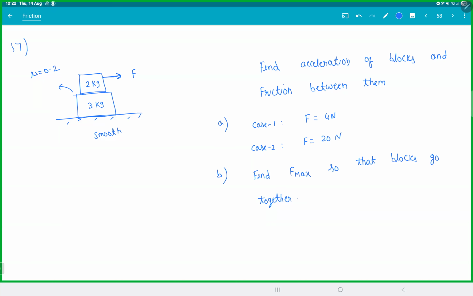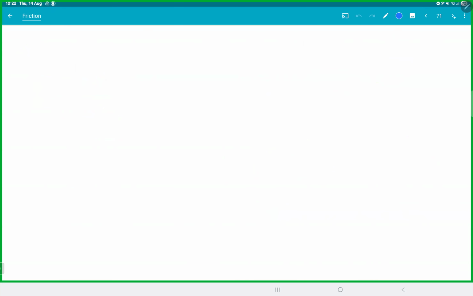You typed something: 8 and 4 by 3. Okay, that's the last answer. Yes, sir, I got it now. What had to be done for part B and part C? Look at the other one. You want F max? The word itself tells you something. The blocks are about to slip. It means frictions are maximum.